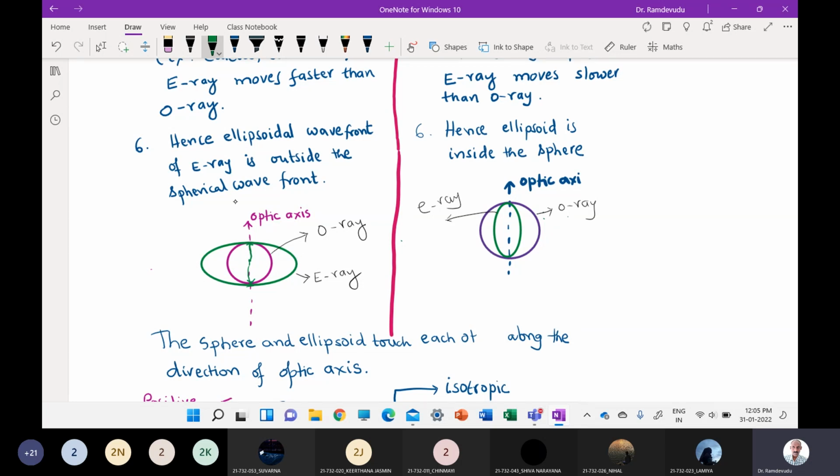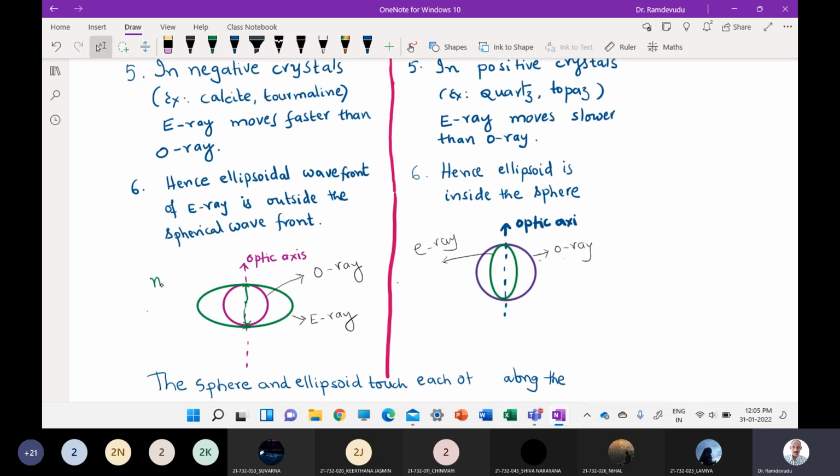So we are writing here for negative crystals. Examples we have given are calcite and tourmaline. In a negative crystal, the E ray is moving faster than the O ray. Therefore, the wavefront of the E ray is outside, whereas the O ray is inside it, since the E ray is moving faster. But in the case of a positive crystal like quartz, the E ray moves slower. But along the optic axis, they move with the same velocity. Therefore, along the optic axis, they are touching each other.